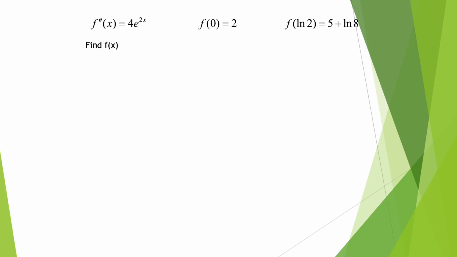Okay, so all the integration questions that we've done before, we do plus c because we don't have another piece of information in the question to be able to find the value of c. So this time we've been given a piece of information. We've been given the double differentiation function. We've been given the value of f when you substitute x is 0, and the value of f when you substitute ln 2. So we need to get to f of x. We will integrate first to get f dash of x.